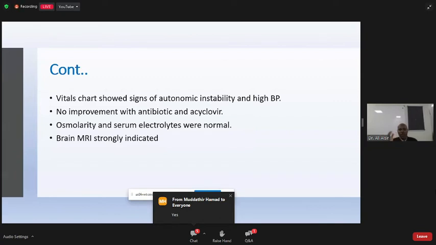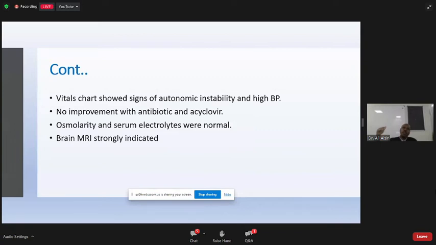because the patient, when he arrived at the hospital, was afebrile, but there was some trigger to the immune system 2 weeks ago, and that might point to an autoimmune or demyelinating condition. The vital signs were normal at the beginning, but later on he started to have some autonomic instability and high blood pressure. No improvement with antibiotics and acyclovir, and the osmolarity and the serum electrolytes were reported to be normal.